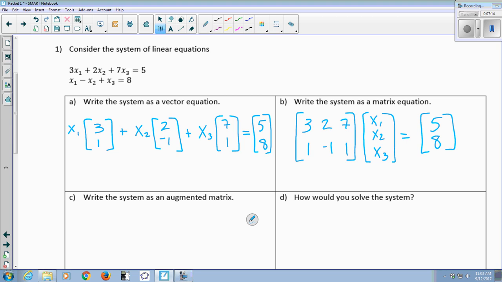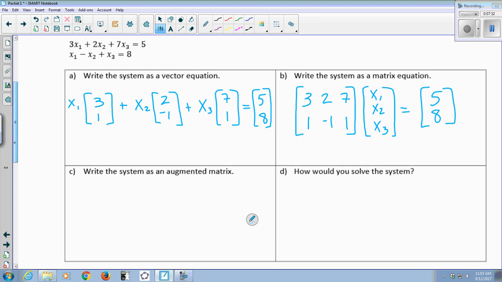So you'll start to notice the patterns here, right? So the matrix is called the coefficient matrix, right? It's got all the coefficients in it, but not the 5, 8, right? Not the stuff after the equal sign. It's just a coefficient matrix. And then your augmented matrix, it's the coefficient matrix augmented with the stuff on the other side of the equal sign. So I'm going to have 3, 1, 2, -1, 7, 1, augmented with 5, 8.